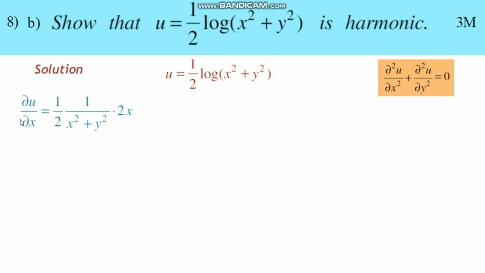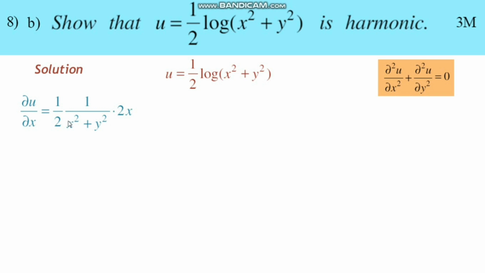Consider first order partial derivative. 1 by 2 is a constant, log of x square plus y square contains the variable x, its derivative is 1 by x square plus y square, times the inner function x square plus y square's inner derivative 2x with respect to x.